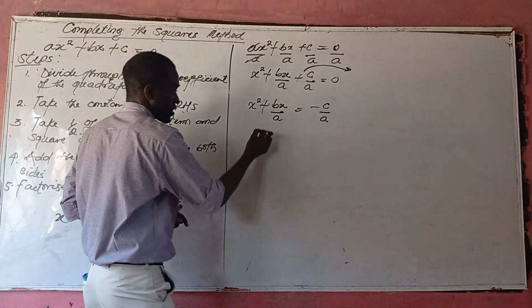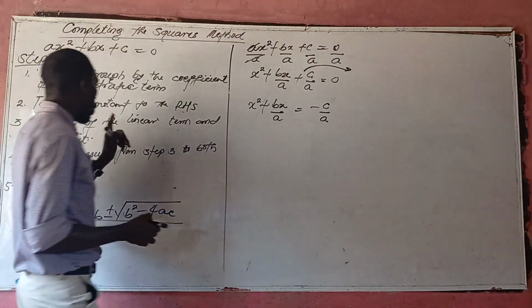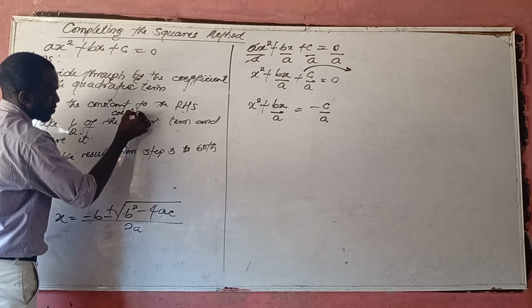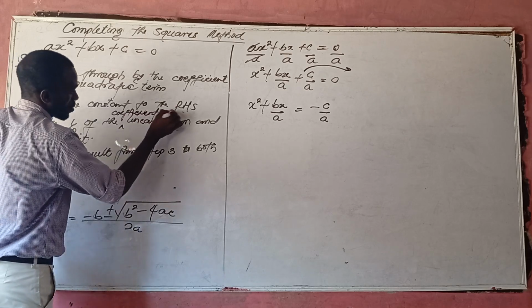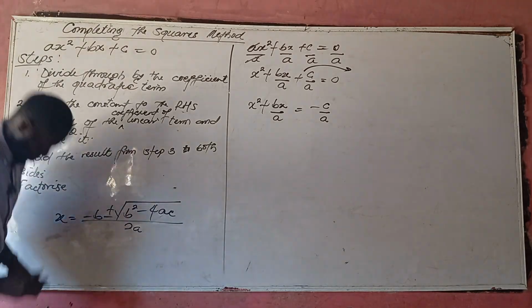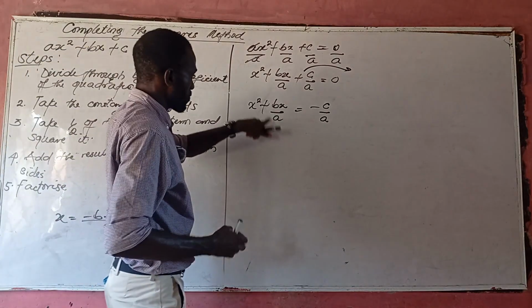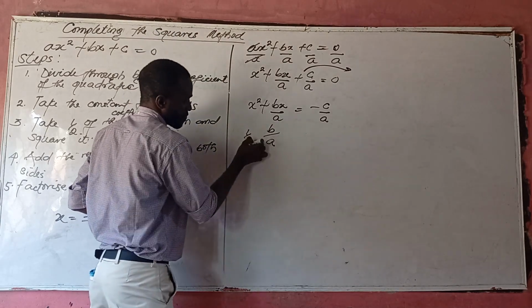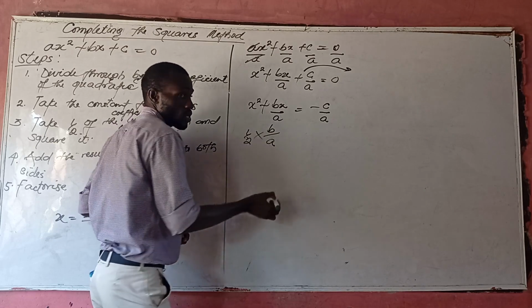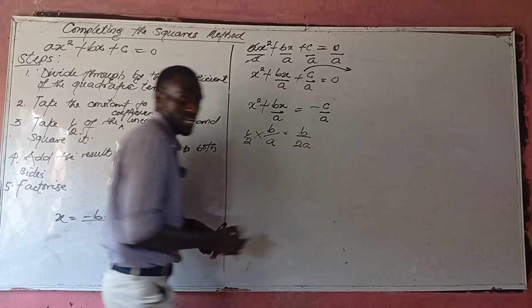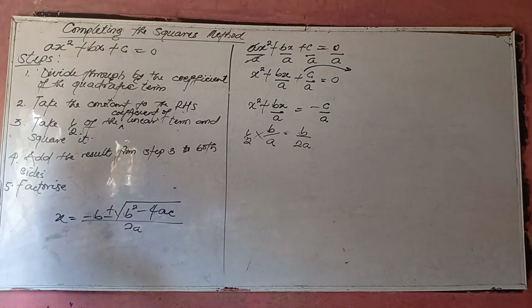So you take half of the coefficient of the linear term, sorry, it's just the coefficient. Half of the coefficient of the linear term. So what's the coefficient? b over a. Take half of that. Half changes to times a half, so we have b over 2a. Is that one clear? That's the next thing.